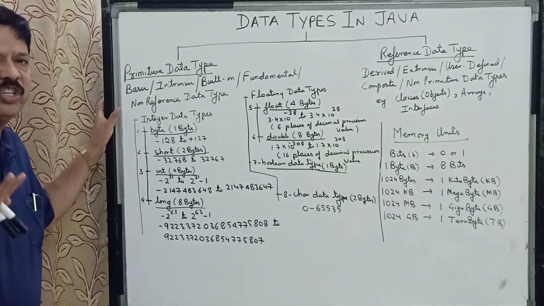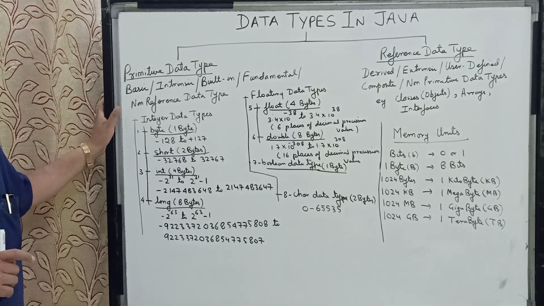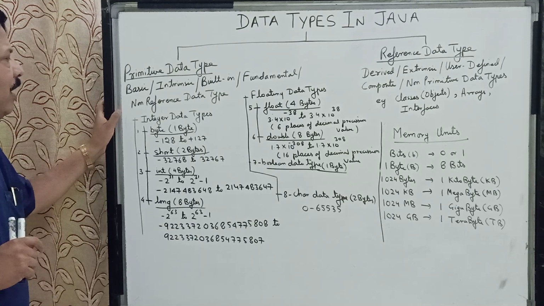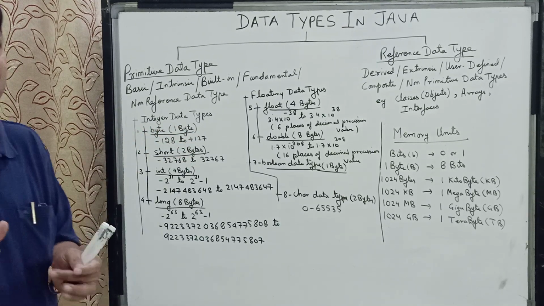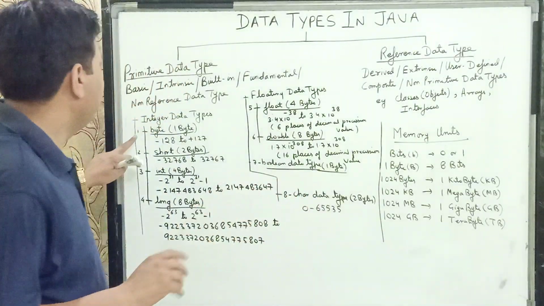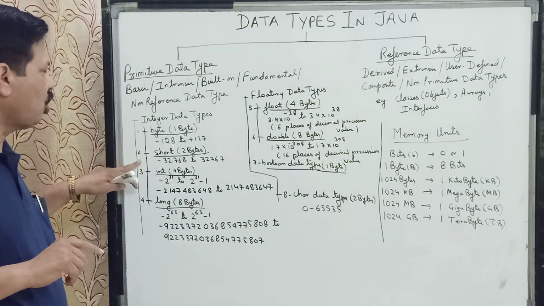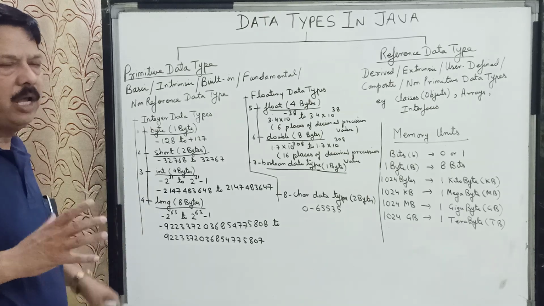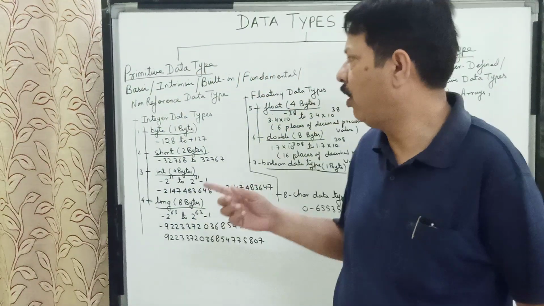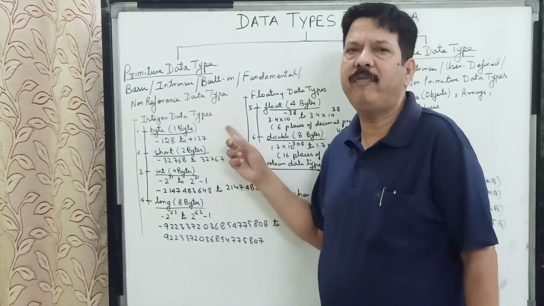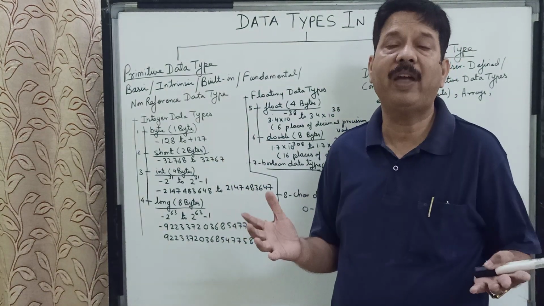Now Java supports 8 different types of primitive data types. First of all, we have integer data types. Under the integer data type, we have 4 data types. They are byte, short, int and long. Now children, we want to know what is the basic difference between these 4 data types, and the basic difference between them is in their memory size.